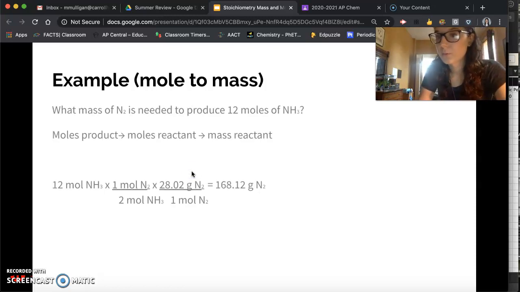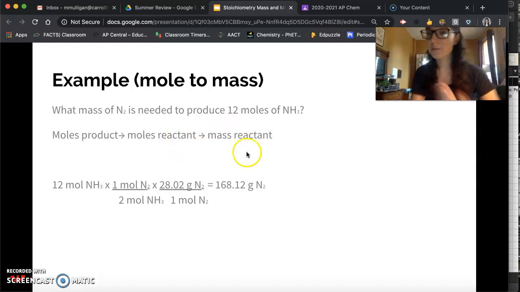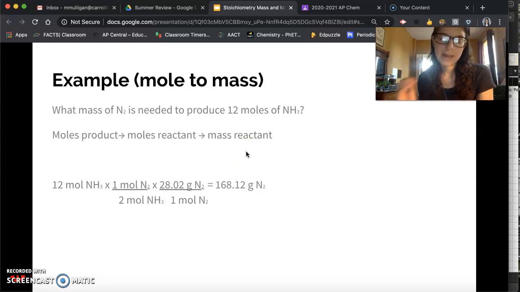You can also go mole to mass. So with this, we're going to be starting with moles of product, 12 moles of NH3, to figure out how many moles of reactant we're going to need, to then go to mass. In a chemical equation, we are pretty much always using a mole-to-mole ratio because we can directly compare moles. We can't necessarily directly compare masses. So if we are comparing 2 different species in a chemical equation, we're going to be using a mole-to-mole ratio. Then once we have the moles of what we're interested in, we can do a last conversion into grams.